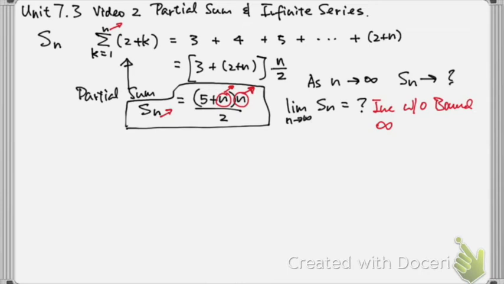And for arithmetic series, in general, if the terms are positive and keep increasing, it would just go to infinity. If the terms keep decreasing, then it would approach negative infinity.